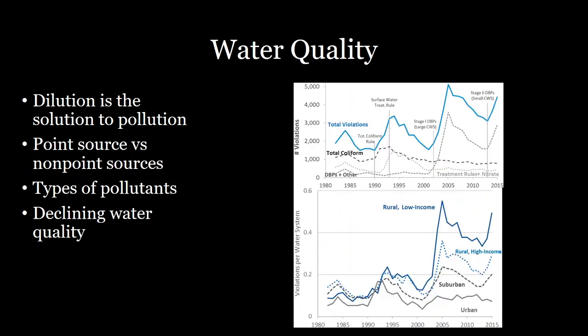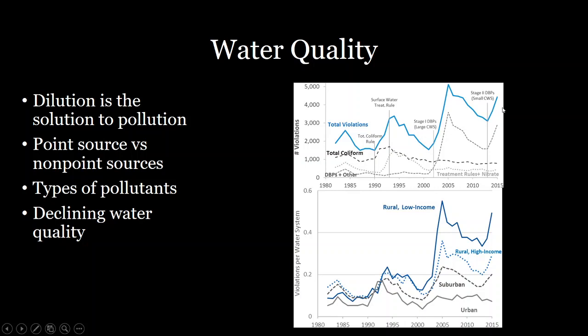We can see here that the number of violations, while having several dips throughout history due to different legislation, has generally been increasing. These are the total number of violations, and it's broken down by the type of pollutant as well. But you can see here that since the 1980s, it's steadily been rising.